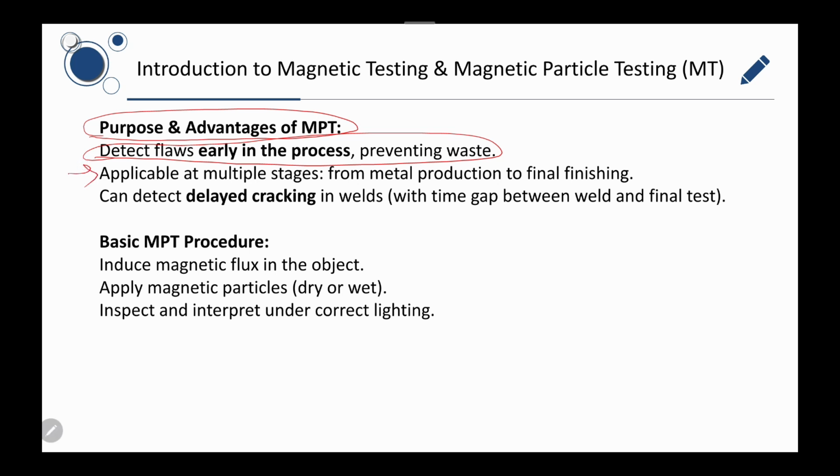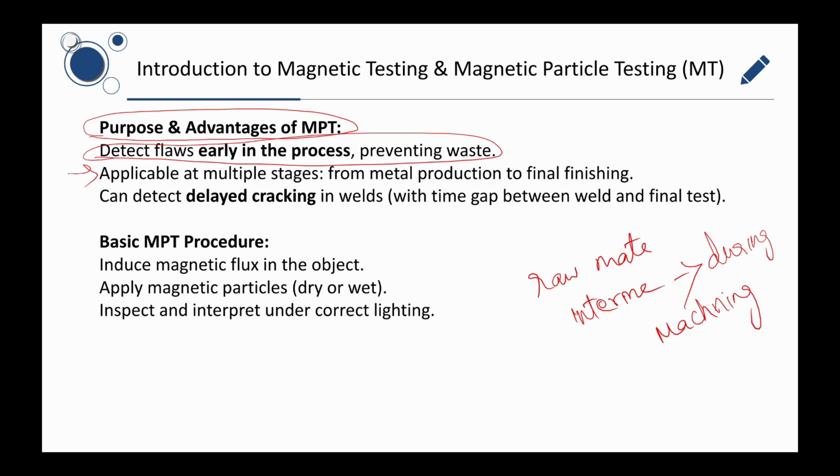Next, it is applicable at multiple stages. MPT can be applied at any stage of a component's life cycle, like raw material inspection or intermediate processes. That means during machining, heat treating or welding. Then final in-service inspection: MPT is also available on operating components like wire ropes or tubings. From metal production to final finishing, it can be used.